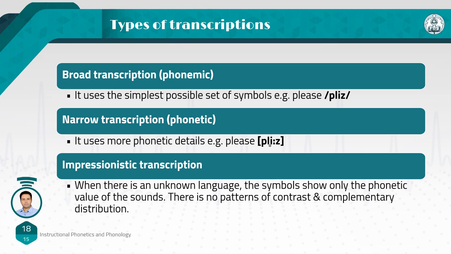The symbols show only the phonetic value of the sounds. There is no pattern of contrast and complementary distribution. In fact, on first exposure to an unknown language, the field worker does not know what sort of phonetic material is going to be encountered. So, under these circumstances, an observer will be likely to refer the incoming data to the known phonetic categories of his or her own first language. So, this is called an impressionistic transcription.